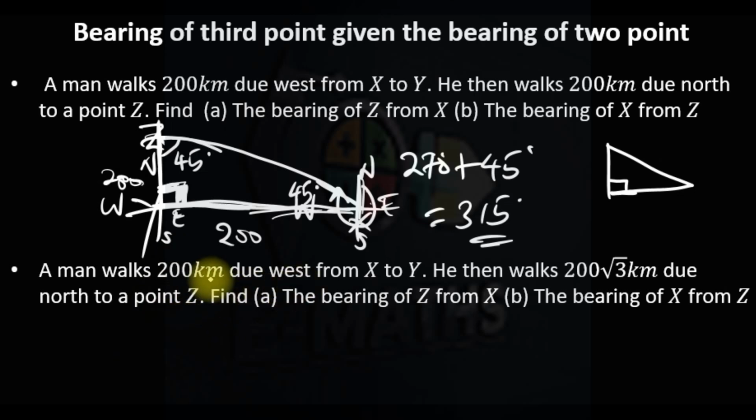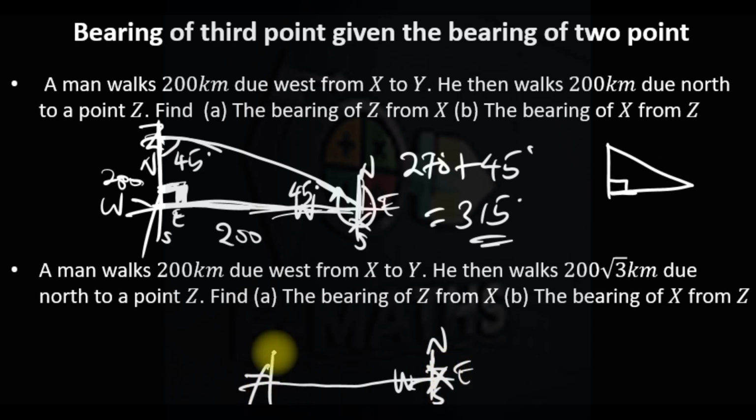So the last one on this: the man walks 200 kilometers due west, almost the same question, from X to Y. And after he walks north from Y to Z, we are asked to find the bearing of Z from X. But the distances are different. They say due west is 200, and due north from Y is 200 times root 3.